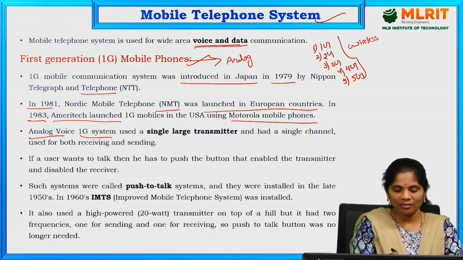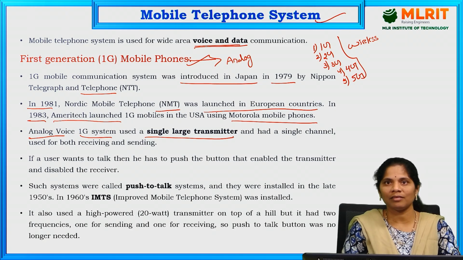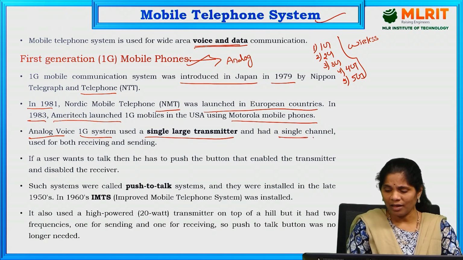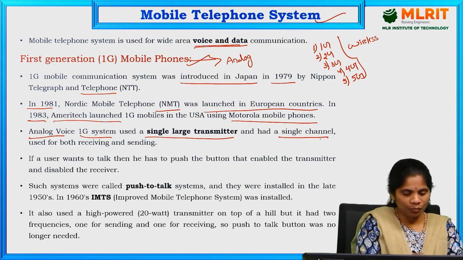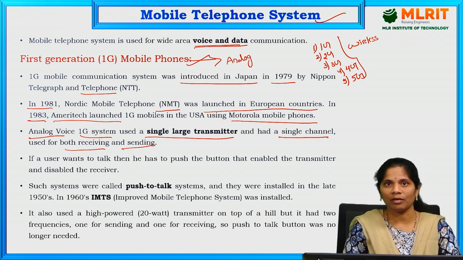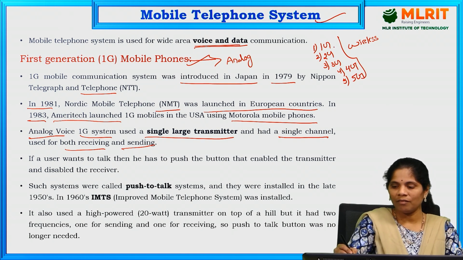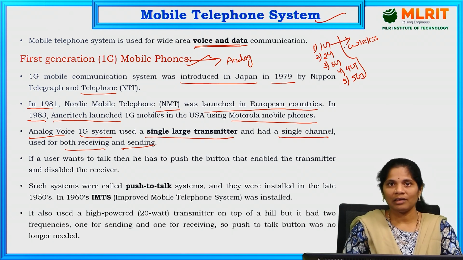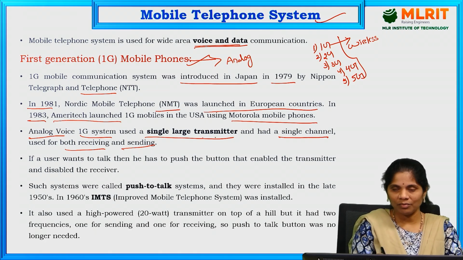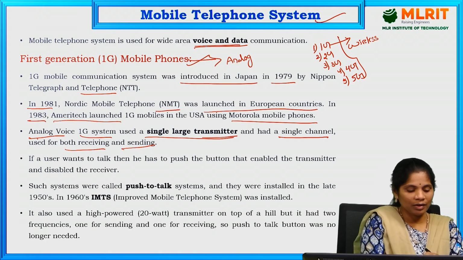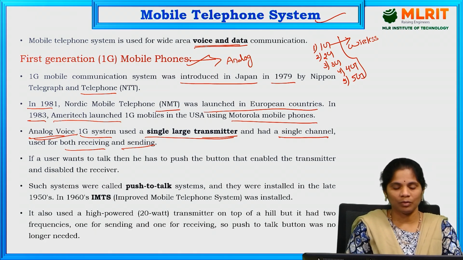In this 1G system we have a single large transmitter. It has a single channel for both receiving and sending the data. So it has only one transmitter for sending and receiving the data. This one transmitter is transferring analog voice. That is the 1G mobile phone.